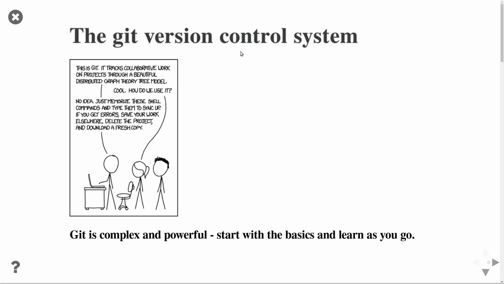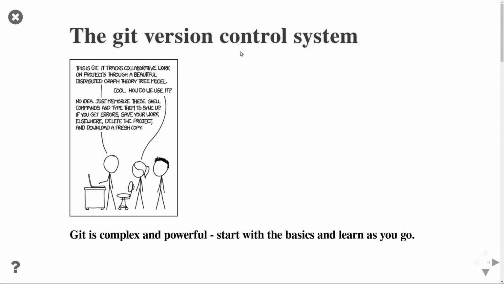Okay, shall I read this out? I think it's telling quite a lot actually. So this is Git. It tracks collaborative work on projects through a beautiful distributed graph theory tree model. And then the girl says, cool, how do we use it? And then this person says, no idea. Just memorize these shell commands and type them to sync up. If you get errors, save your work elsewhere, delete the project, and download a fresh copy.